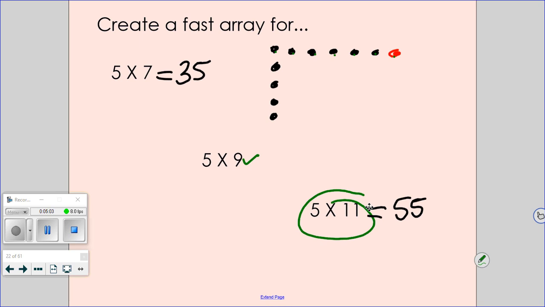Give me a thumbs up if you know how to make a fast array. I don't care if it's your favorite. I just want to know if you know how. Really, you know how? Yes? Someone's in the middle, you're like, thumbs up is good. Alright.